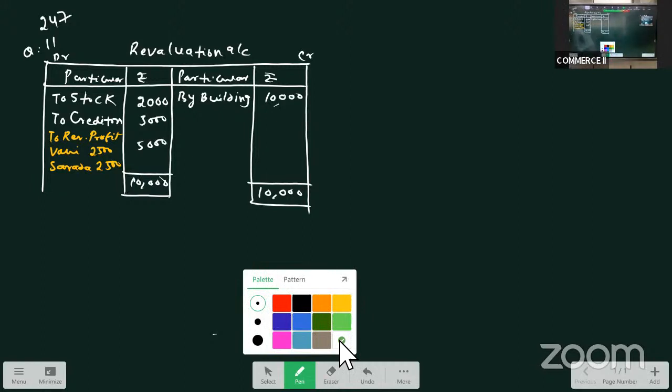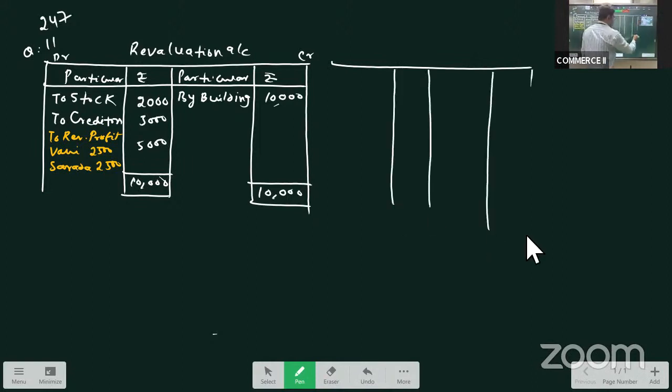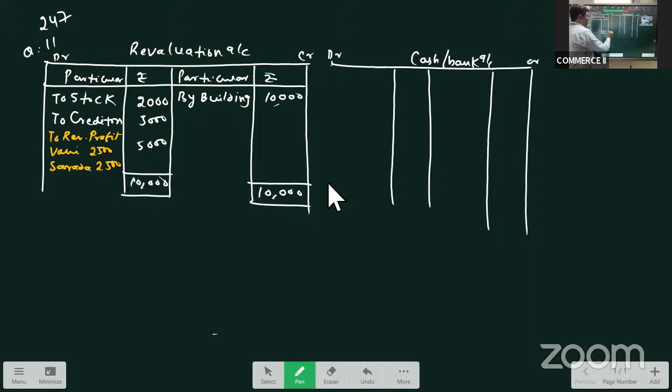Then, as usual, we'll go to the next step. That is, what do we prepare? We prepare the cash account. And in the cash account, we'll show all the inflow of cash and outflow of cash. So it is cash, or let us say bank account. What is the opening balance given? If you see on the asset side, opening cash balance is given as 8,000. To balance brought down 8,000.